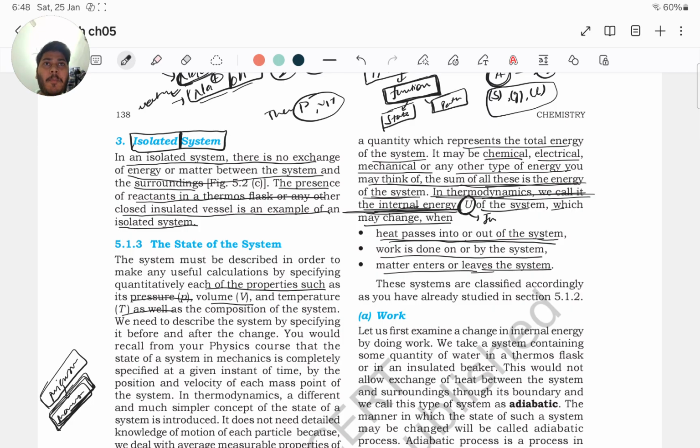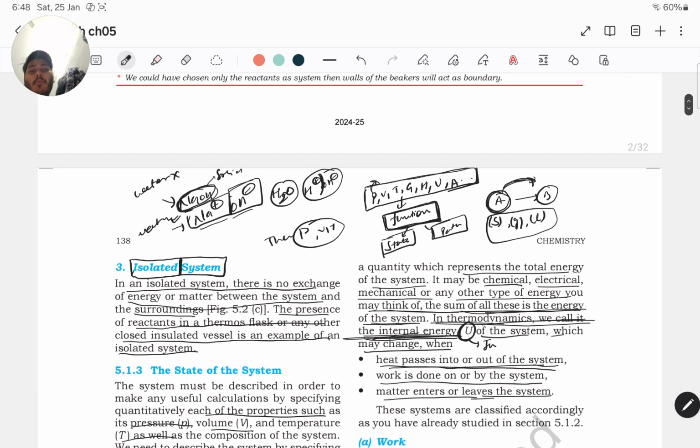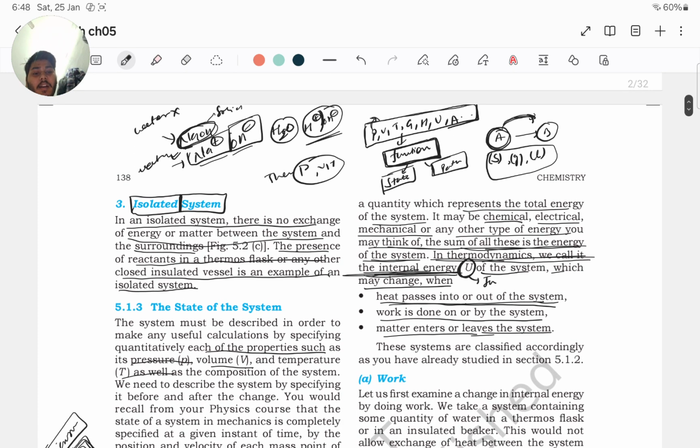So the collision frequency, or the probability of collision between the molecules of NaOH and water, or the ions Na plus and OH minus and H plus and OH minus, is lesser. So the probability is lesser, which means the generation of heat is lesser. So matter entering or leaving the system may also affect the internal energy.